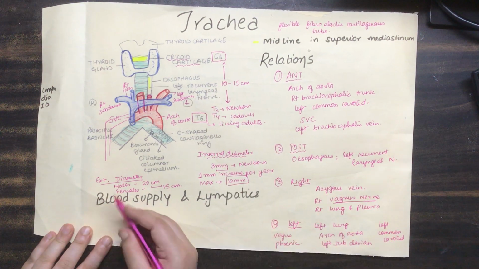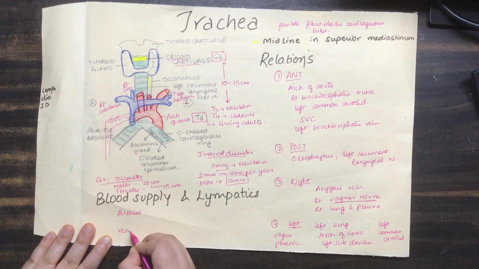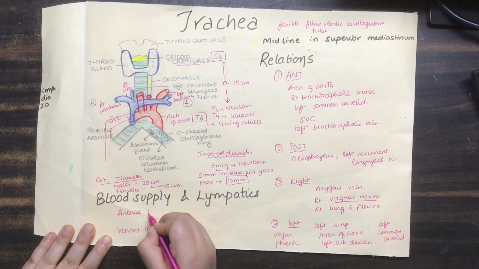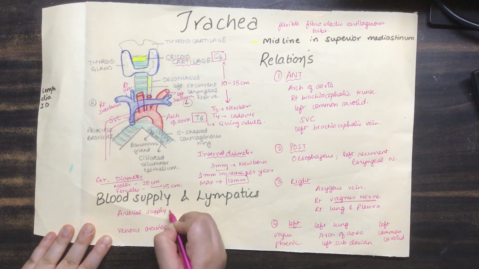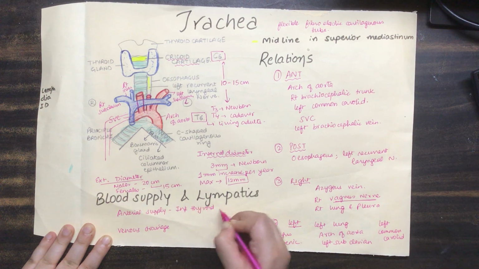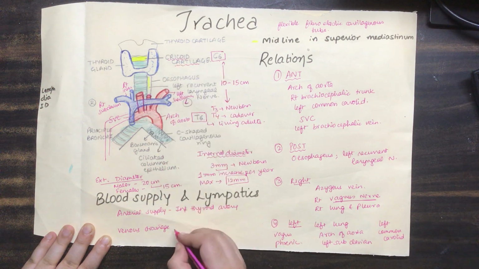So the blood supply, if you talk about it, you have to talk about both the arterial and the venous drainage. So you have the arterial supply. Arterial supply is via the inferior thyroid arteries. क्योंकि how can you learn this? Inferior thyroid arteries क्यों होंगे? क्योंकि यहाँ पर thyroid gland है, तो यहाँ पर inferior thyroid arteries आ जाएंगे.